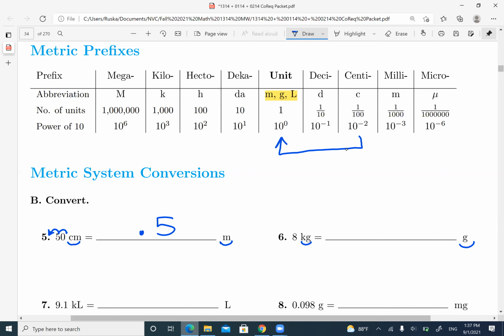Okay, the next one we have is kilogram to gram. Kilo to gram. So we have kilo here, gram is the base, right? So how many steps? 1, 2, 3 steps, right? So I'm going to move the decimal, which is after 8. So I'm going to put 3 more zeros. And that's 8,000 grams. Got it? And you're moving the decimal to the right because you're going to the right side of the table. Everybody understand that?